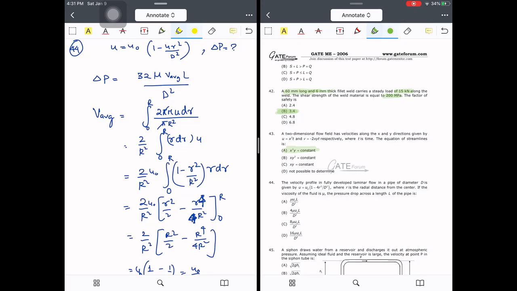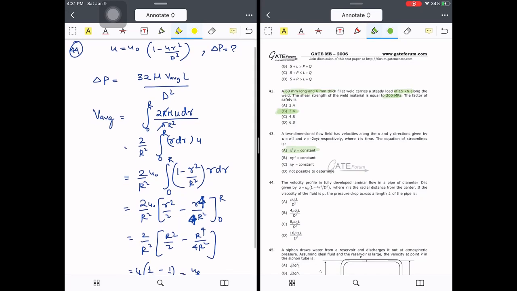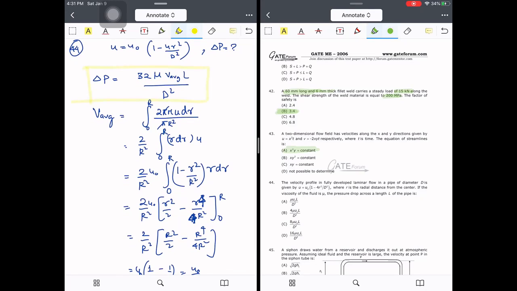Question number 44. The velocity profile of a fully developed laminar flow in a pipe of diameter D is given by u is equal to u0 into 1 minus 4 r square by capital D square, where r is the radial distance from the center. If the viscosity of the fluid is mu, the pressure drop across the length L will be. Okay, just remember this formula. Delta P, that is change in pressure, is equal to 32 mu V average L by D square.